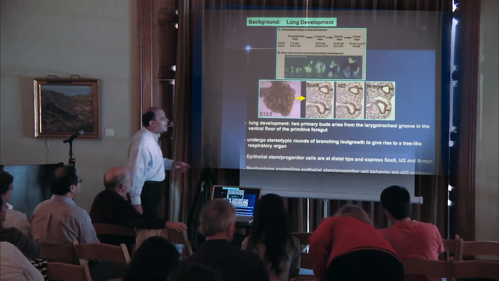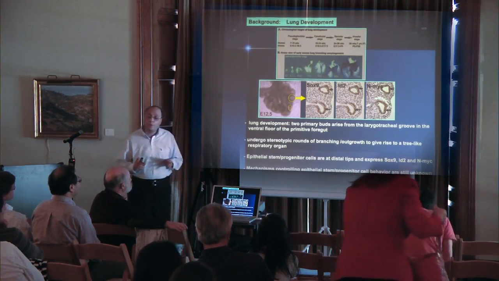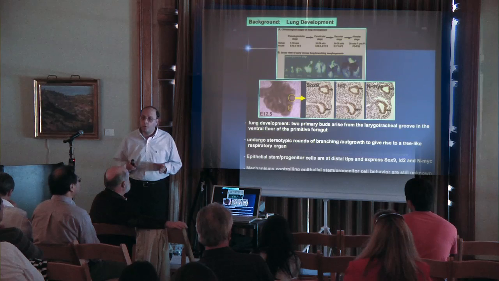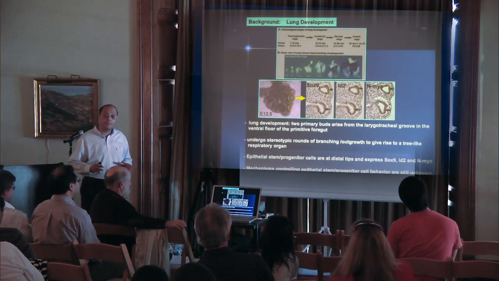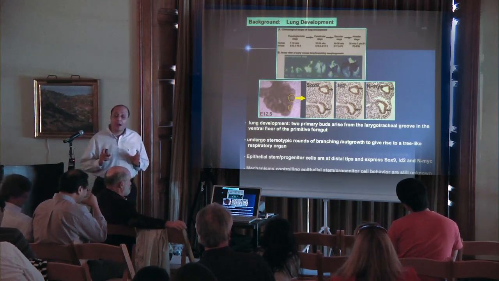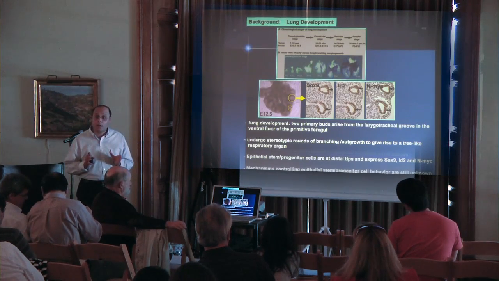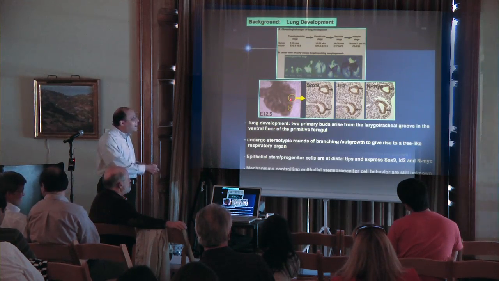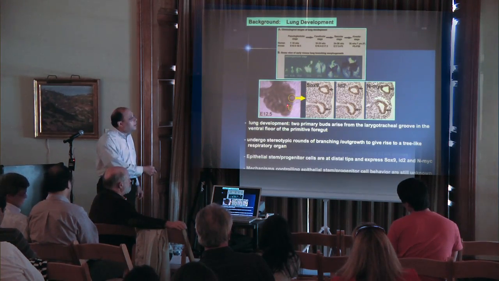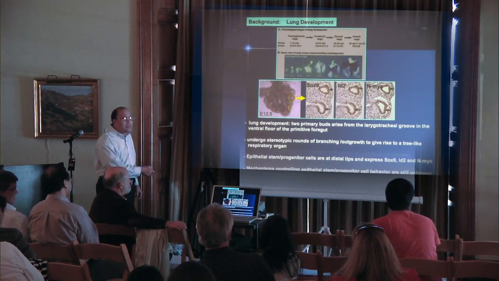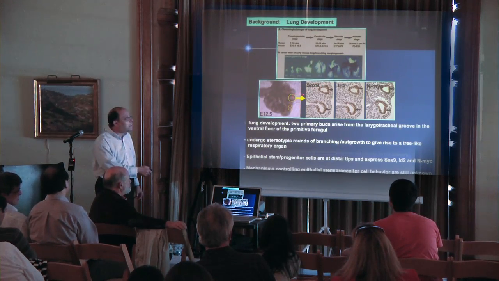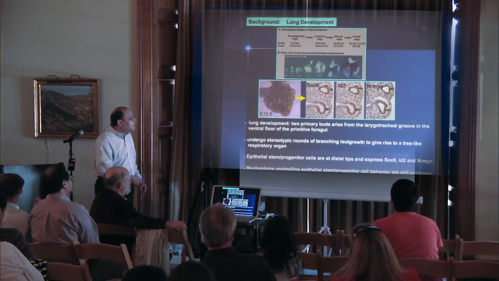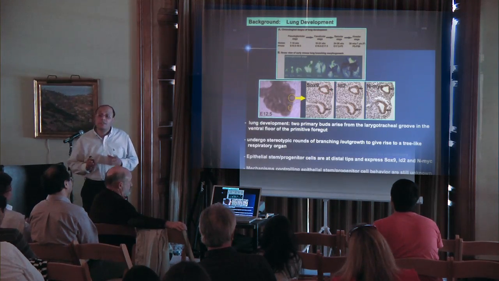Right. So lung development starts as 2 primary buds which arise from the ventral floor of the primitive foregut. They undergo stereotypic round of branching to form this complex organ which is the lung. The epithelial stem cells are localized at the distal epithelial tip during embryogenesis and can be easily identified by the expression of some genetic markers like ID2, which is specific for them, and also SOX9 and N-MYC. The mechanism which controls the behavior of this stem cell is still unknown.